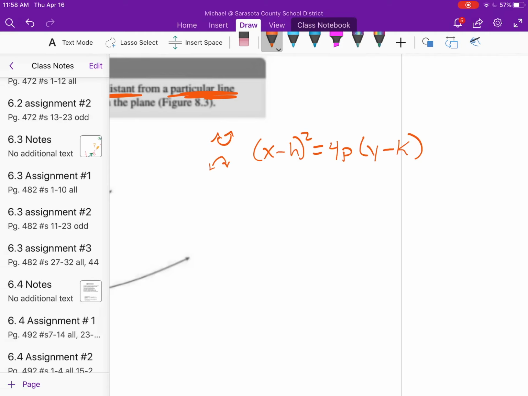So this is when it's opening up or down, and then p would be positive or negative depending on if it's up or down. And so h and k in this case are the vertex. So h comma k is the vertex of the parabola.